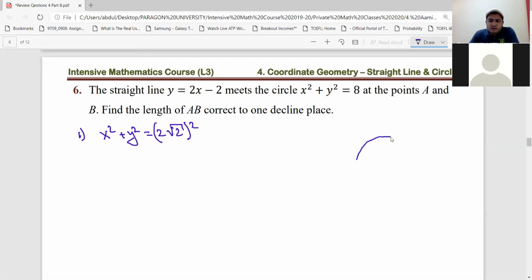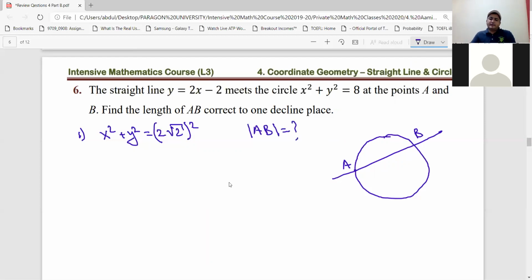Anyway, we are given a circle and the straight line meets the circle at 2 points. Let's say this point is A and this point is B, and we need to find the length of AB. To do that, we need to know the coordinates of A and B. After that, using the distance formula, we can find the distance between these two points.